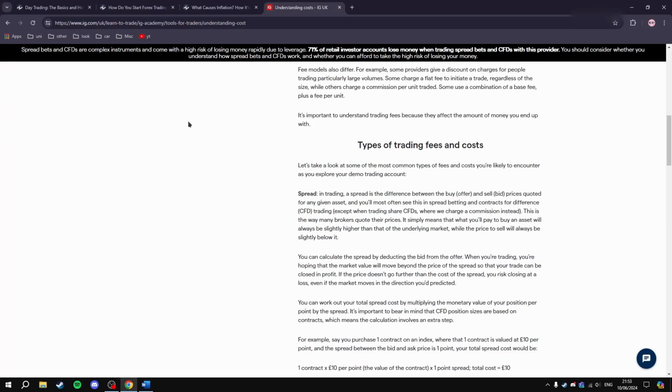Fee models also differ. For example, some providers give a discount on charges for people trading particularly large volumes. Some charge a flat fee to initiate a trade regardless of the size, while others charge a commission per unit traded. Some use a combination of a base fee plus a fee per unit. It's important to understand trading fees because they affect the amount of money you end up with.